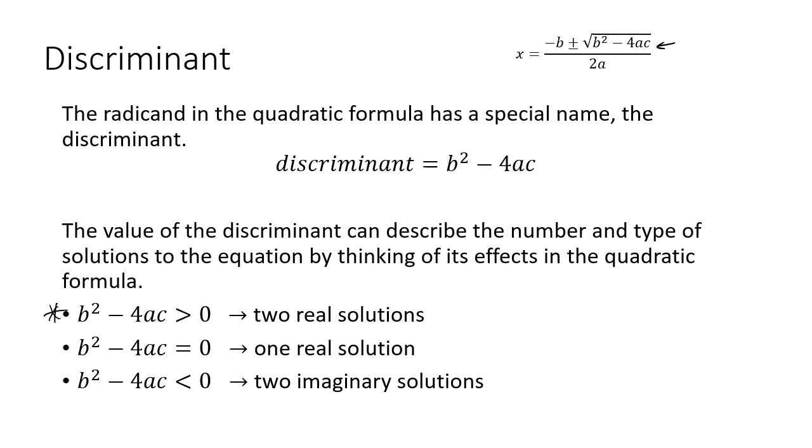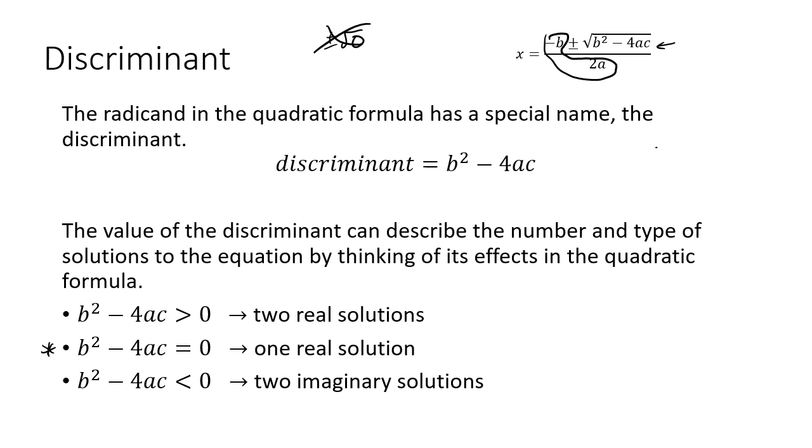Case 1, if b squared minus 4ac is a positive number, then because the square root of a positive number is a real number, and because of the plus or minus sign, you end up with 2 real solutions to your quadratic equation. On the other hand, like part B of the previous example we worked, if the discriminant is exactly equal to 0, you end up with plus or minus the square root of 0. All of that goes away. So all that you're left with is negative b over 2a. So in that case, you just end up with 1 real solution.